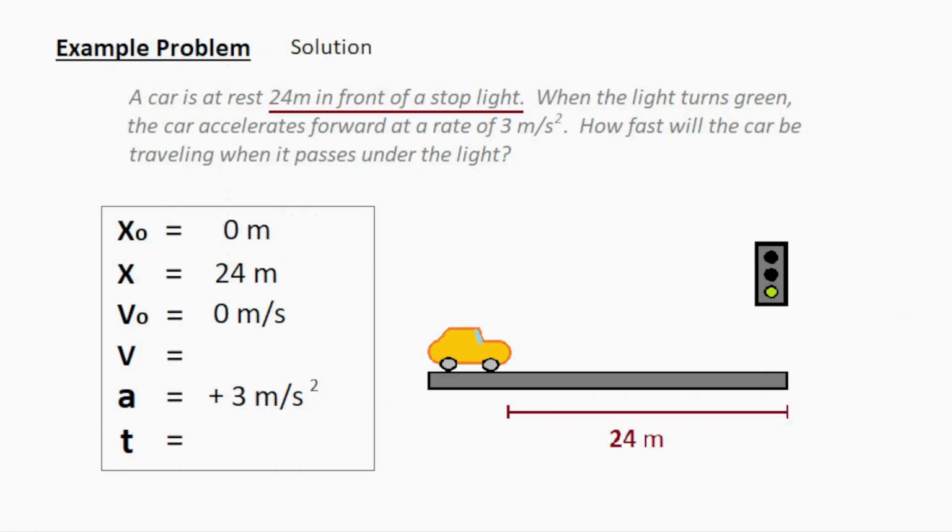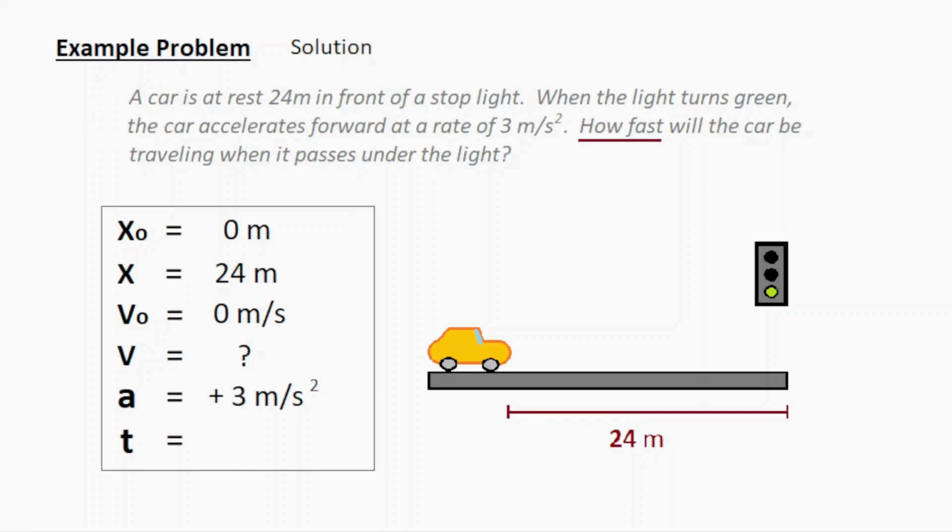For the car to be 24 meters in front of the light, I'll say that the car starts at a position of 0 meters and ends at a position of 24 meters. As long as you plug in numbers here that are 24 meters different, you'll be okay with the answer to this question. For this problem, we are solving for how fast the car will be moving. That would indicate the velocity when it goes under the light or at the end of the problem, and therefore I'll put a question mark next to the velocity variable. So here is the list of what we know and also what we're solving for.